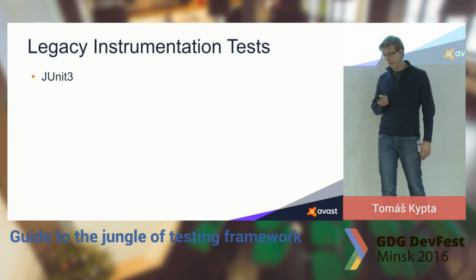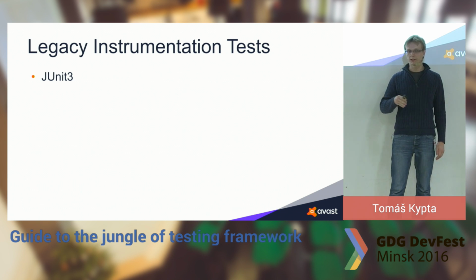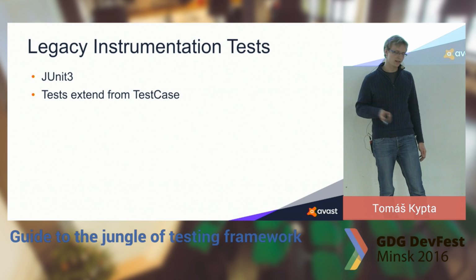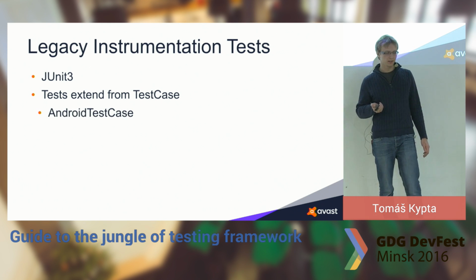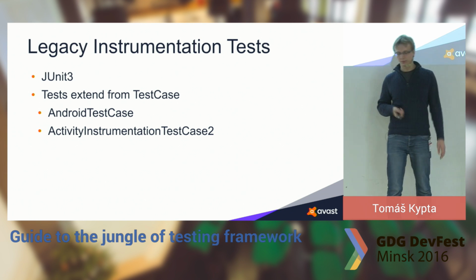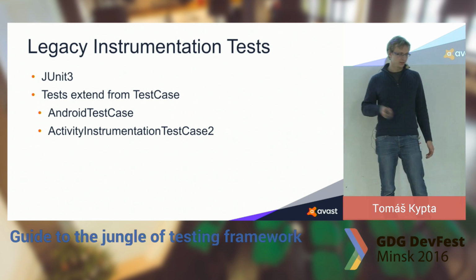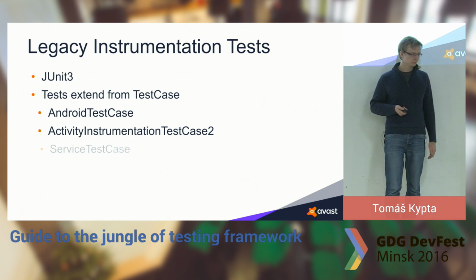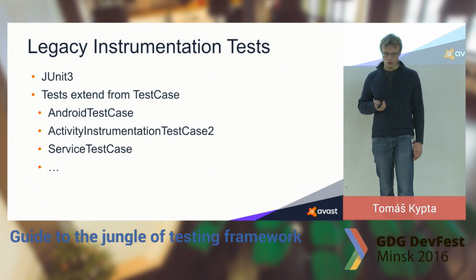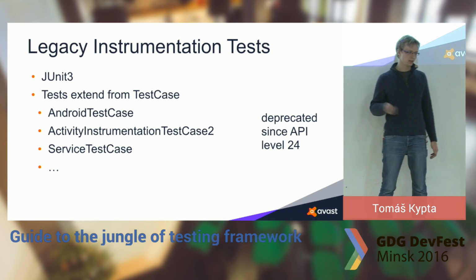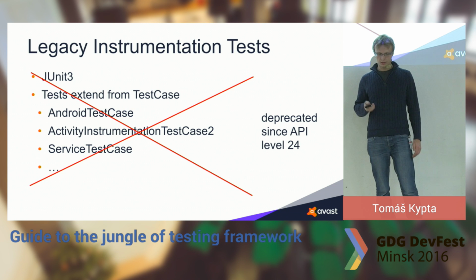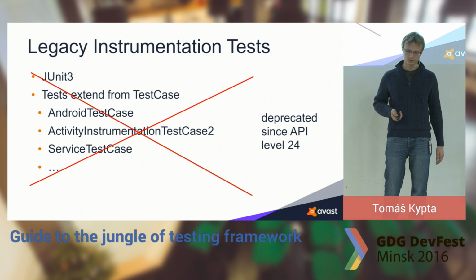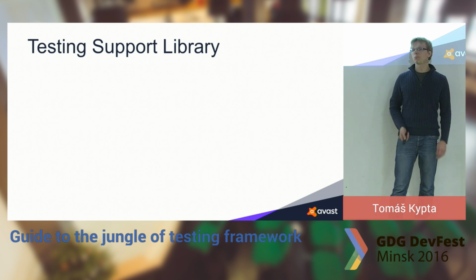The legacy instrumentation test used JUnit 3, which has a different API than JUnit 4. It doesn't use annotations, and you have to extend your test from TestCase. In the Android case, that means AndroidTestCase, ActivityInstrumentationTestCase2, whatever that means, ServiceTestCase, and all these classes. It's tedious to write these tests. In API 24, Google decided to deprecate it, so don't use these anymore. But as I said, if you Google unit testing, half of the things you will find is this legacy code.